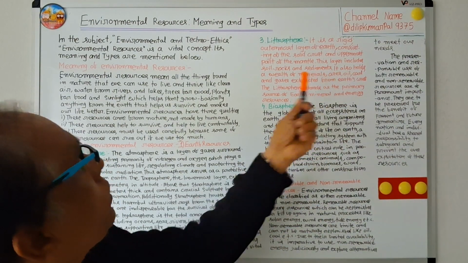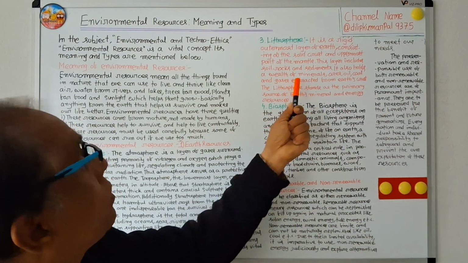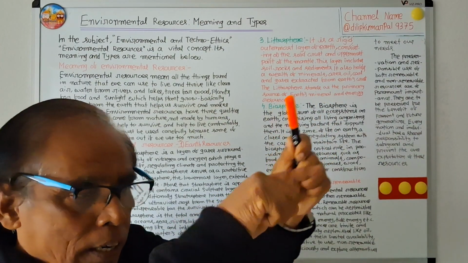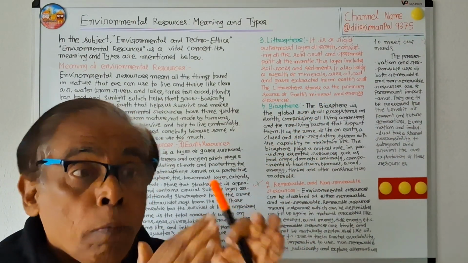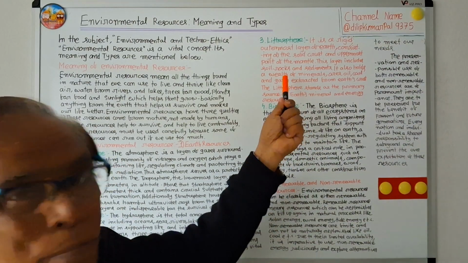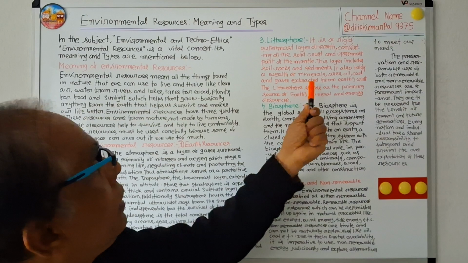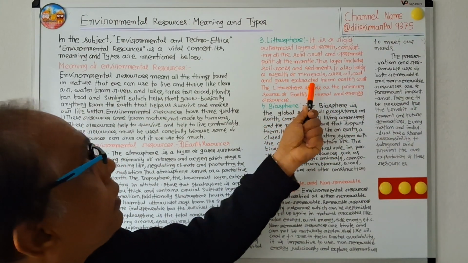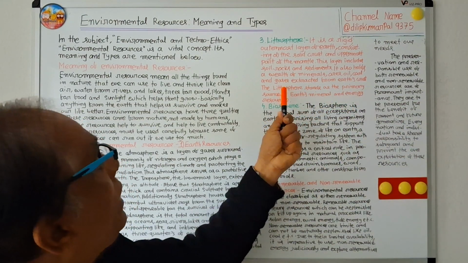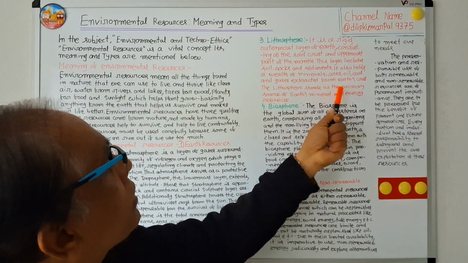This layer includes soil, rocks, and sediments. This layer, the lithosphere, consists of rocks. Sediments means rocks and soils. It also holds a wealth of minerals, ores, oil, coal, and gases extracted from Earth's crust.